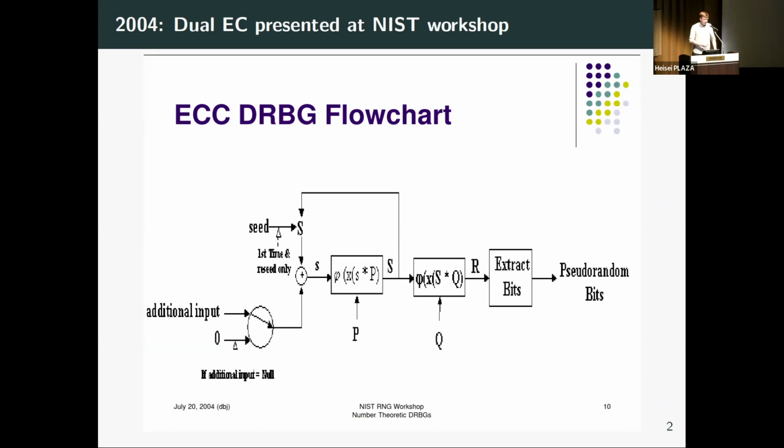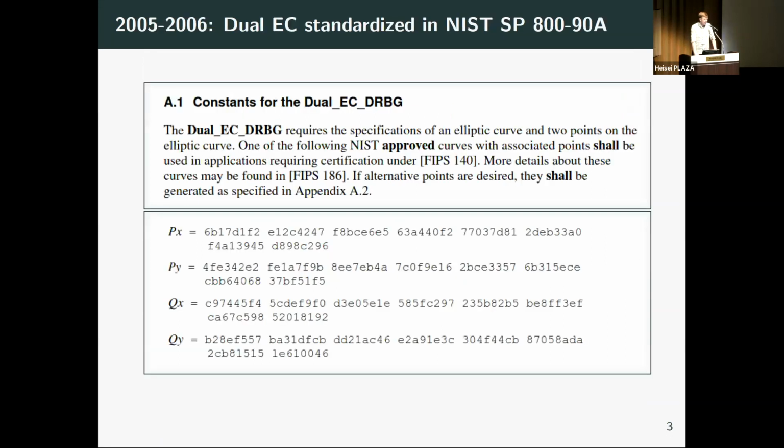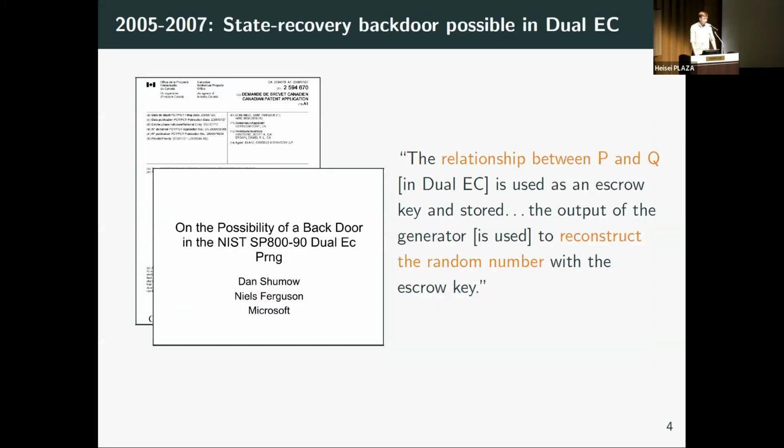Dual-EC was eventually standardized in NIST Special Publication 800-90A. As part of the publication, it included multiple pre-generated pairs of elliptic curve points, P and Q, to be used by default in the RNG. Throughout the standardization process, Dual-EC was the subject of a lot of cryptanalysis, and multiple groups independently came to the conclusion that it would be possible to backdoor Dual-EC.